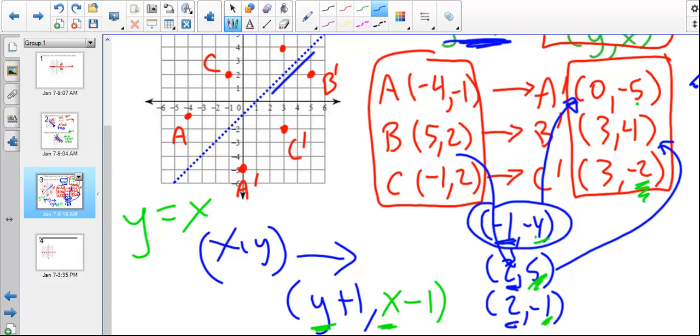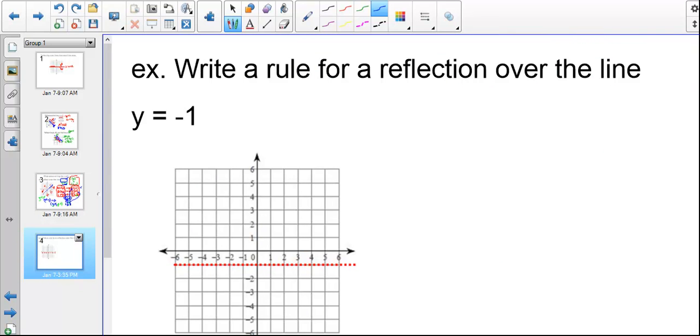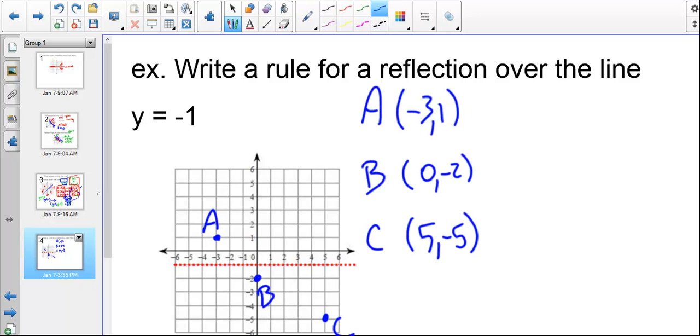I'm going to do it one more time with the horizontal line. So this time I have y equals -1. Pick some random points. Okay, so here I have A, B, and C. I'm reflecting over this line y equals -1, which is really similar to the x-axis, right? So remember, when I reflect over the x-axis, our rule was that the x-coordinate stayed the exact same, but my y changed sign. So, keeping that in mind, let's see what will happen.